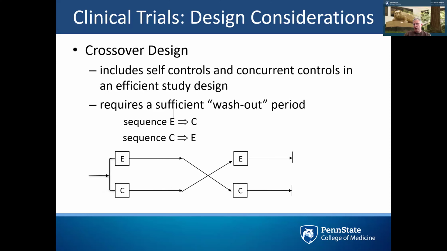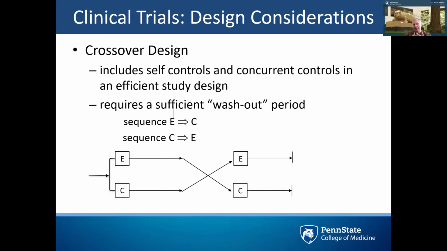Another design is a crossover design. So what you're including are self-controls and concurrent controls in an efficient design. So it requires a washout period. So in this example, let's think about a drug. We're going to randomize people to an exposure, an active drug, and a control like a placebo. They may be on that drug for 6 weeks. After 6 weeks, you wash them out.